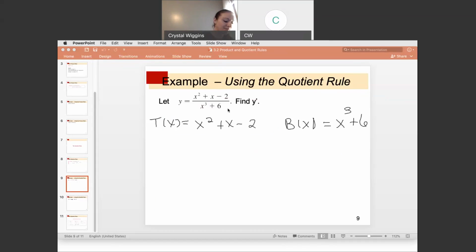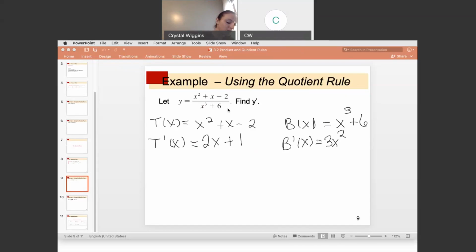So this top function has many terms, but they're separated by addition and subtraction. So we can take the derivative of each one of those terms separately. So I bring the 2 down in front, subtract 1. I take the derivative of x, which is just the coefficient, and the derivative of a constant is always 0. The derivative of the bottom, again, I bring the 3 down in front and subtract 1 on the exponent, and the derivative of the constant is just 0.